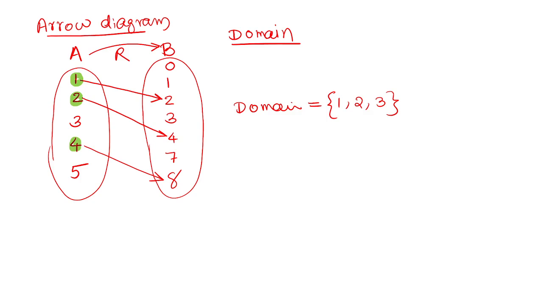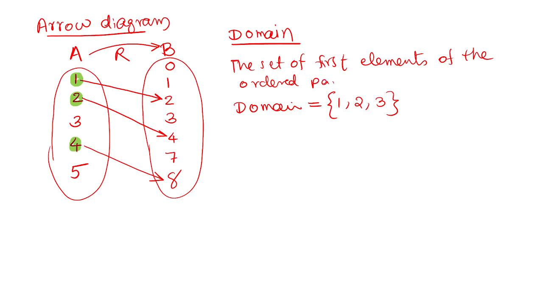So the domain is the set of first elements of the ordered pairs of the relation R. Or if the arrow diagram is given, the set of elements from which the arrows start will be the domain. Understood? All of you clear? Shivani, Deva, Aryan, clear?